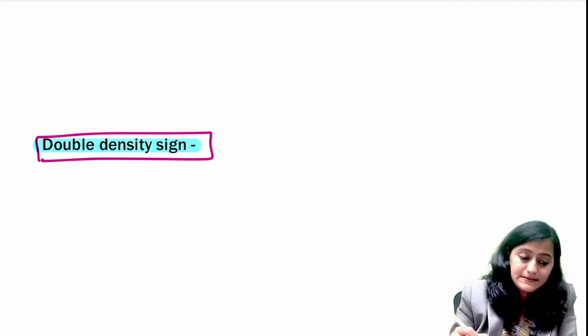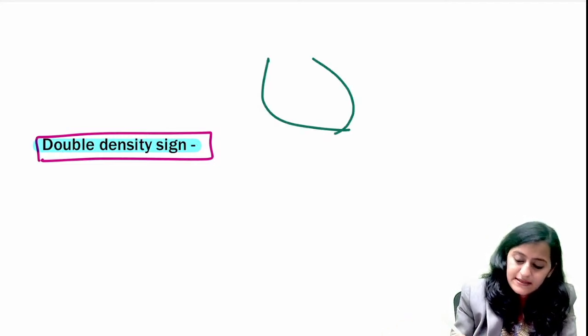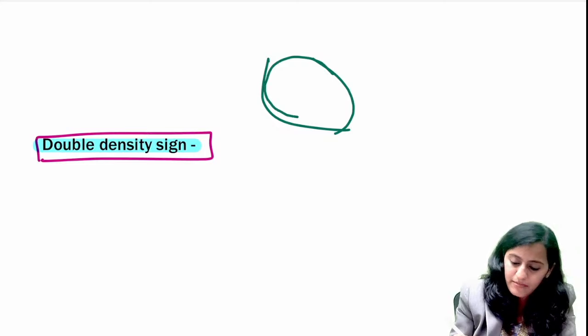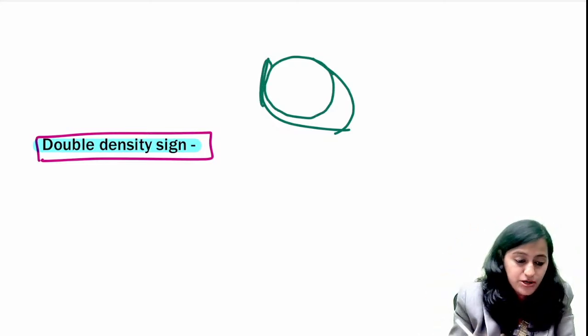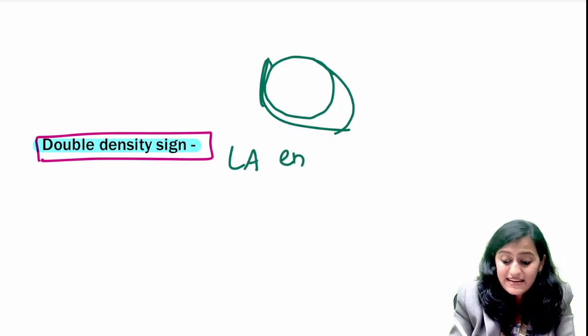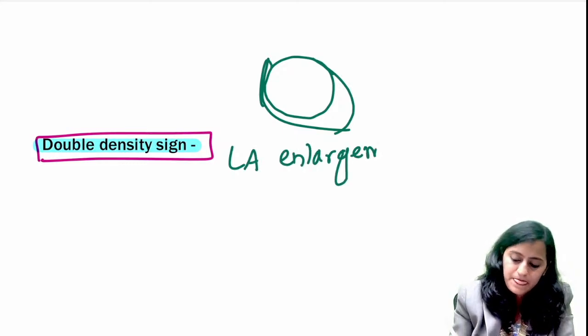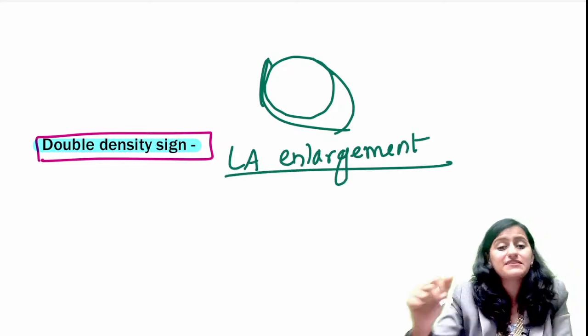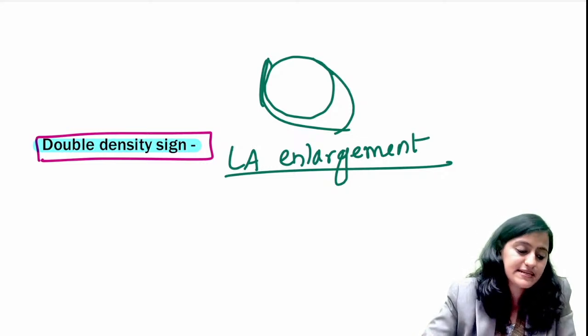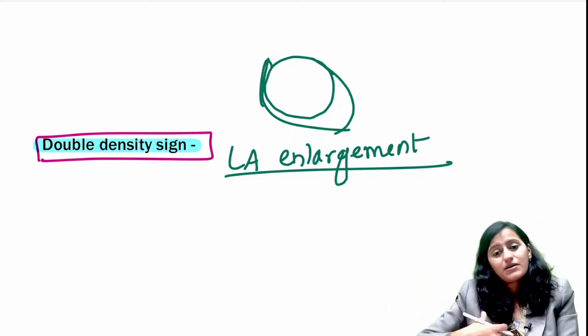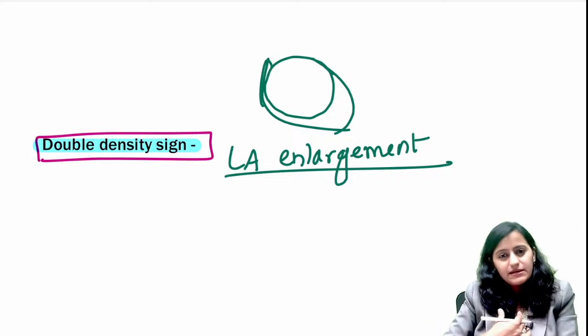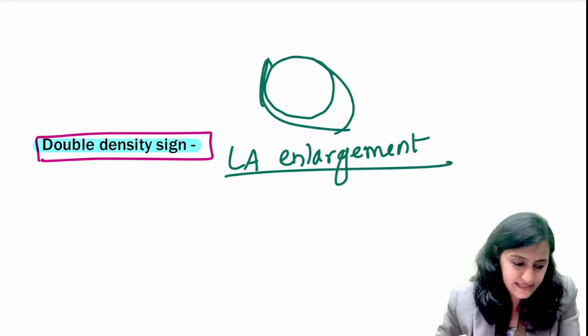Double density. If this is the heart, the left atrium enlarging, forming like another density, like overlapping the heart, forming the double right heart border. It is left atrial enlargement. Okay, left atrial enlargement gives the double density sign on chest X-ray. The enlarged left atrium coming on the right side, like overlapping the entire heart, that gives the double density.